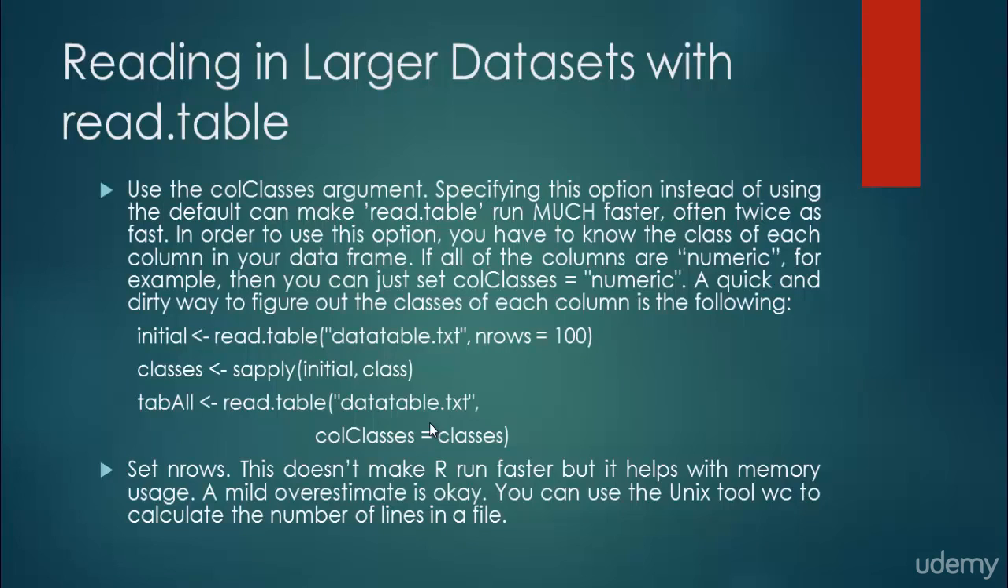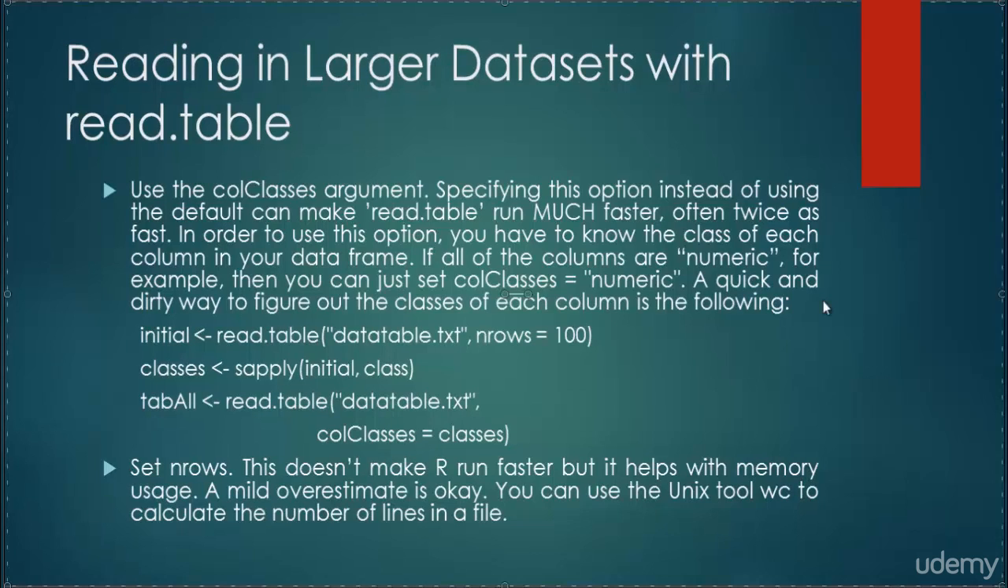And you can also set nrows, which will limit the number of rows you want to extract from the data table. Let's say you don't want to run the analysis on the entire set of data, but on a certain limit of data. So you don't need to extract everything. Let's say there are 1 lakh rows and you want to run the analysis only on 100 rows. You can specify the number of rows, and this will help you. It doesn't change the speed of R, but it can reduce the memory usage. It's a mild overestimate, which is okay.